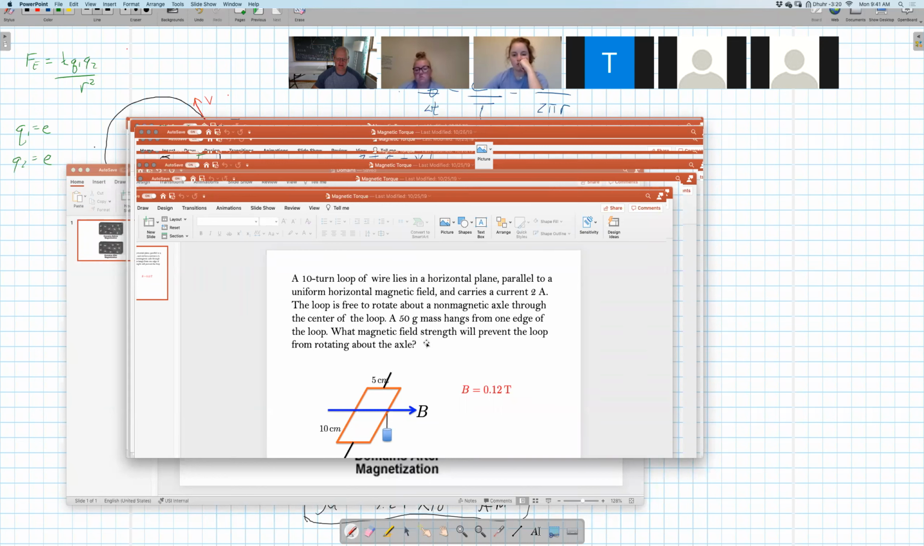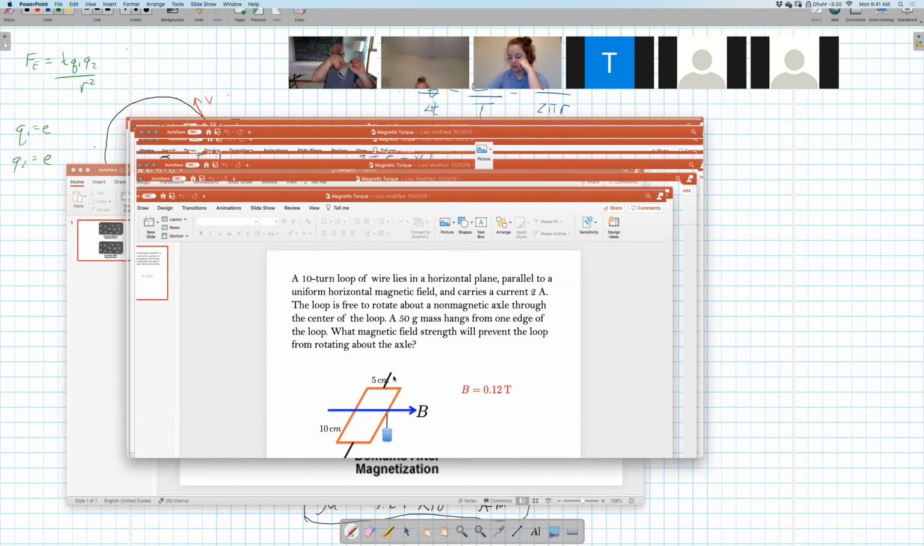So you have current going in some direction, either this direction or this direction. You're not told, but you're going to figure that out in a second. Then it says that the loop is free to rotate about non-magnetic axles through the center. That's what these black lines are. So imagine here is your loop of wire, being held at this location and this location, and allowed to rotate this way and this way.